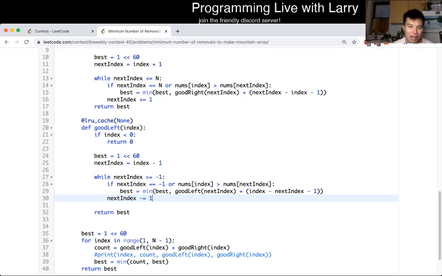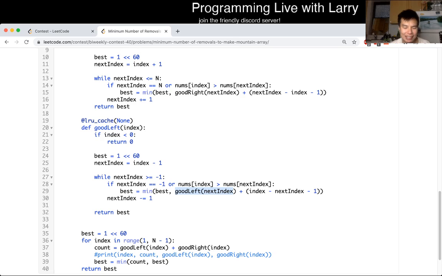If next index is out of bounds, or if the next index is smaller than the current index, well, then what does that mean, right? That means that we want to draw an edge from this index to this next index, and the cost of that is the number that you skip in the middle, right? So that's basically my answer.